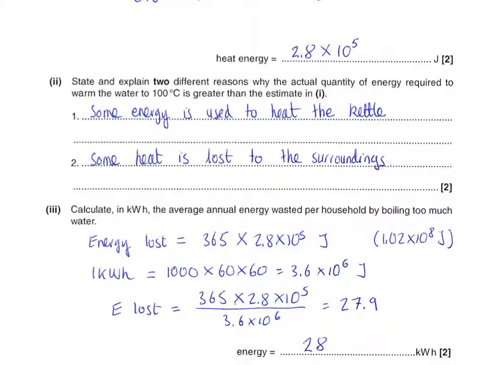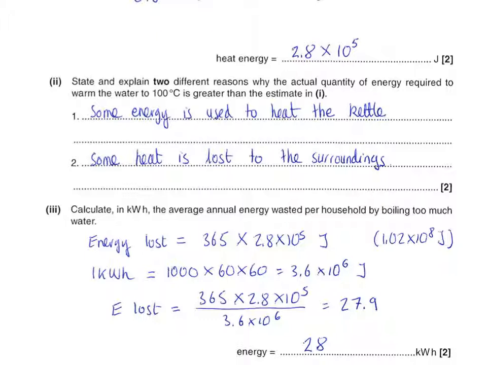Two different reasons why the actual energy required to warm the water to 100 degrees is greater than that estimated. Well, really good example here, an illustration of being really specific when you're trying to talk about energy losses. It's dead easy to say some energy is lost. That's not going to get you any marks.